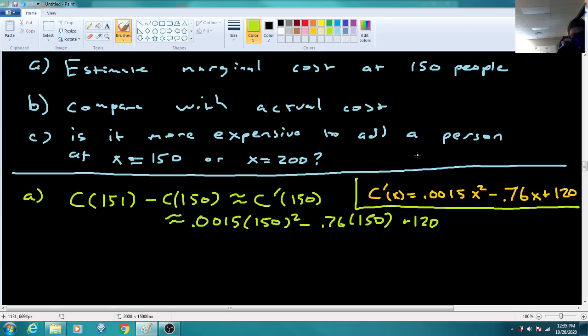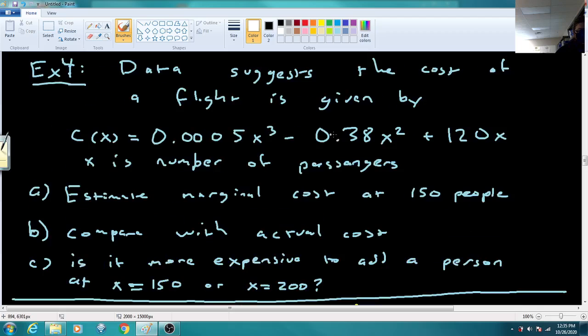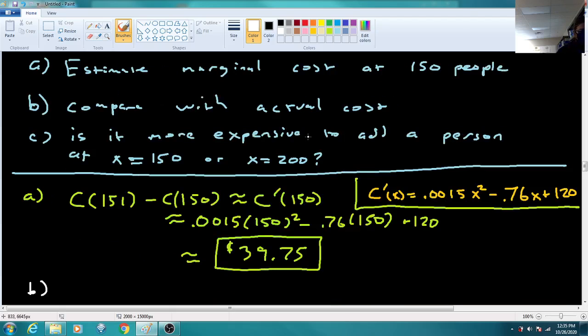Alright, so we're stepping in a calculator here. And I get, it's about equal to $39.75. Okay, so I guess that seems alright. So part B wants us to figure out what's the actual cost, and then compare it to part A. So for part B, we want to take this original function here, plug 151 in it, and then subtract the value at 150 from it.